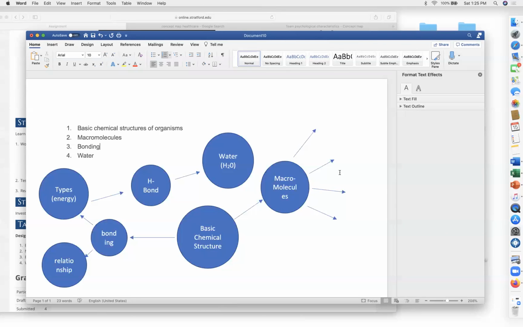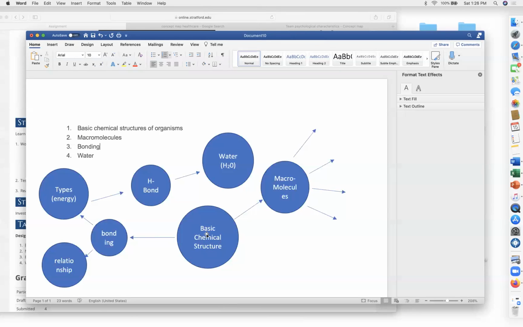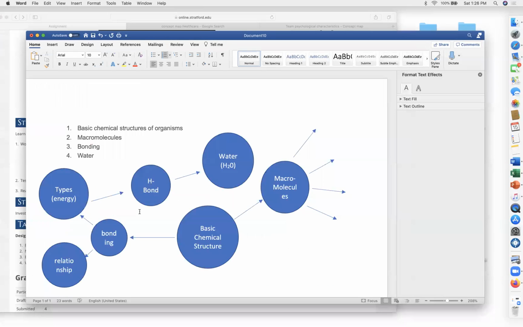I do macromolecules, and then I see how it connects to this stuff, right? And then I go to the next one, right? Bonding. Okay, bonding relates to basic chemical structure, so that relates over here. And then the next one was water. When it goes in my lecture, when did we start talking about water? We started talking about water when we started talking about the type of H bond, which was a relatively weak bond that gives the water its capability of being soluble. And then you could put words like solubility.